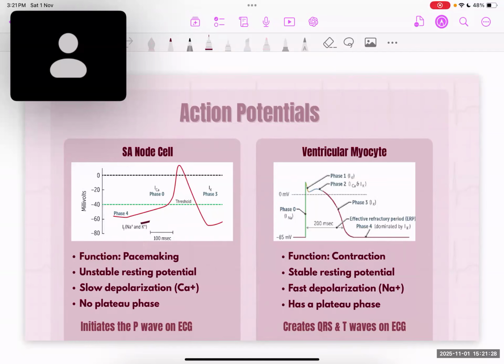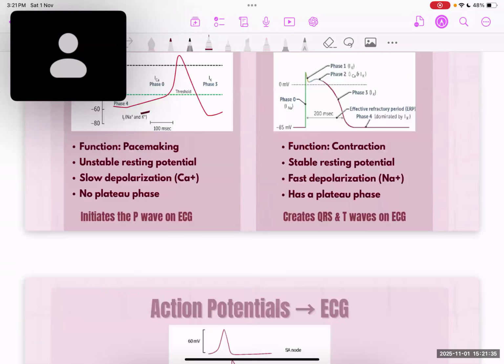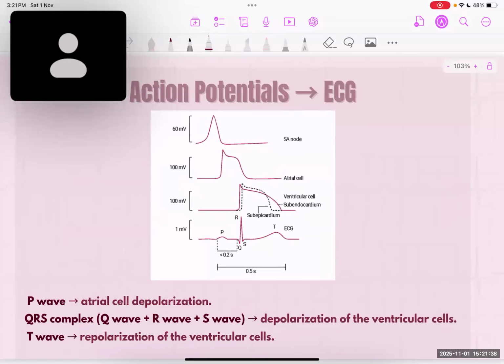Now, the SA node cell initiates the P wave on the ECG, and the ventricular myocyte creates the QRS and T waves on the ECG. We're going to see it here. So we have our P wave. If you draw it here, connected, it's the atrial cell depolarization that is coming. For the QRS complex, if you go here, you're going to see it's the ventricular depolarization. And the T wave here is going to be your repolarization of the ventricular cell. So this is how you're going to see the action potentials shown in the ECG.